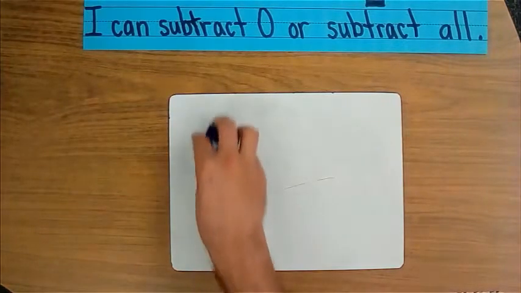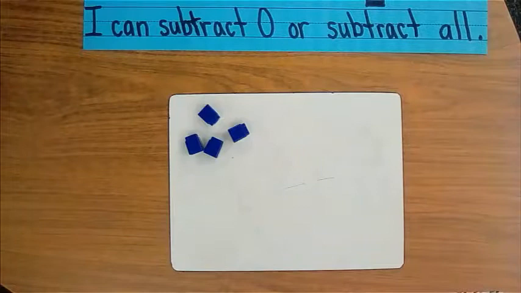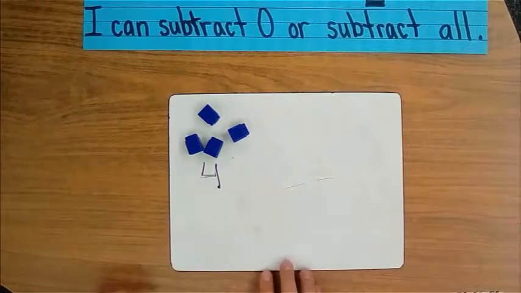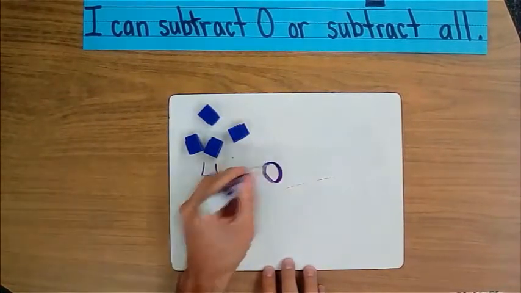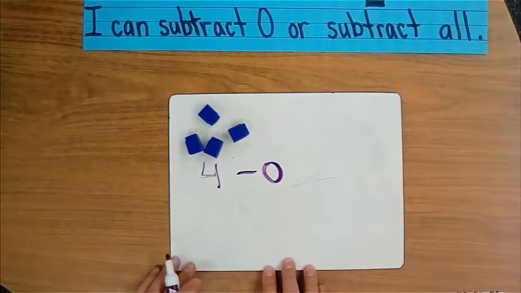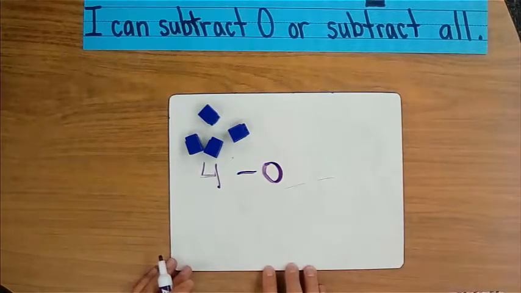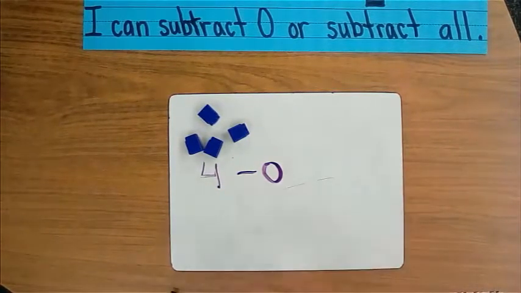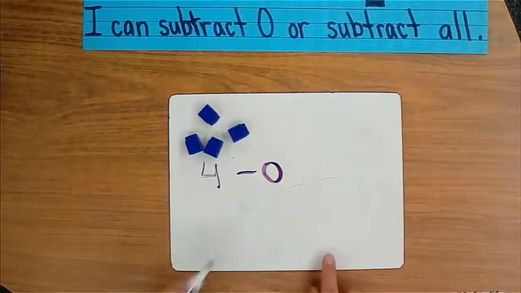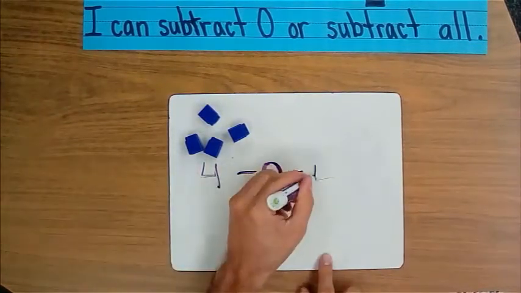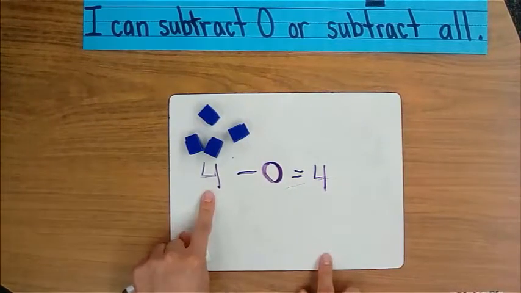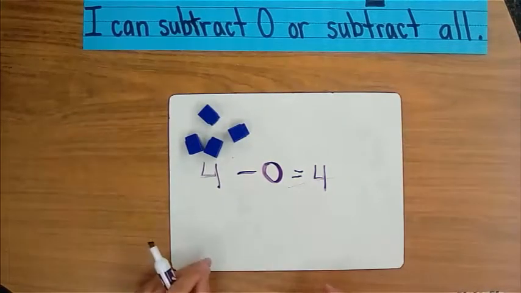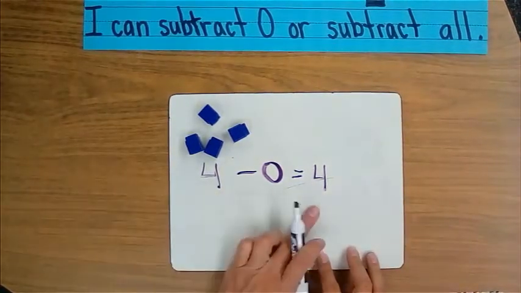So if I have 4 blocks, and I take away 0 blocks, how many blocks am I going to have left? Well, let's see. I have 4. I'm taking 0 away, which means I'm not taking any away. So I have 4 blocks left. So I could say 4 minus 0 equals 4. So let's see, that number did not change.